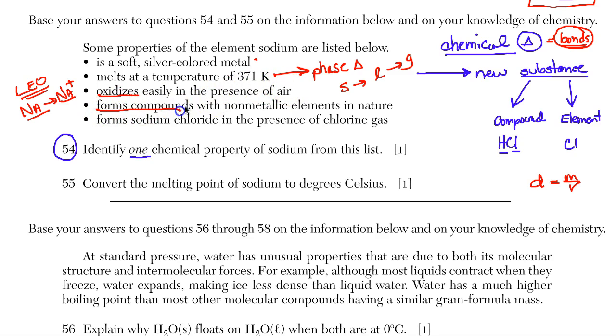Forms compounds with non-metallic elements in nature. Hey, it's forming new compounds. That's a chemical change. And forms sodium chloride, which is a new compound if it starts with sodium and reacts with chlorine gas. So these three right here, any one of these three would work out perfectly. So pick one of those three.